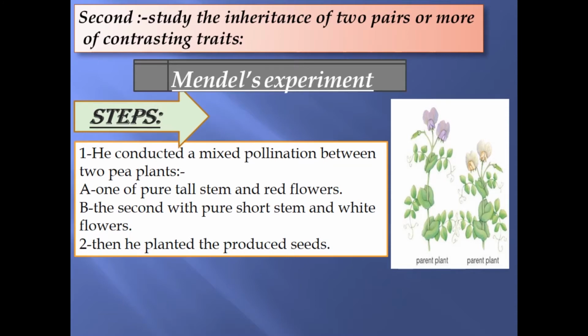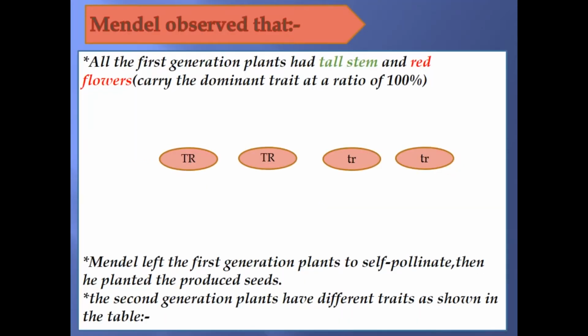Number one, he conducted a mixed pollination between two pea plants, one with pure tall stem and red flowers, while the second with pure short stem and white flowers. Then he planted the produced seeds. Mendel observed that all the first generation plants had tall stem and red flowers, which means that all the plants produced from the first generation carry the dominant trait with a ratio of 100%.